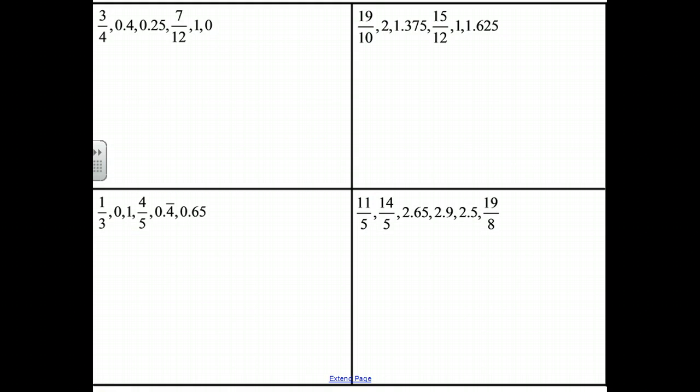So go ahead and pause the video and take a look at these 4 problems here and see how you can do that. Number 1, which is the same problem as we had before. Number 2, in the northeast corner. Number 3 in the southwest corner. And number 4 in the southeast corner. So again, converting either to fractions or decimals. It's not important which is which. You can convert to either that you want. But see how you can do with ordering these 4 sets of numbers. And go ahead and restart the video when you're ready to go on.